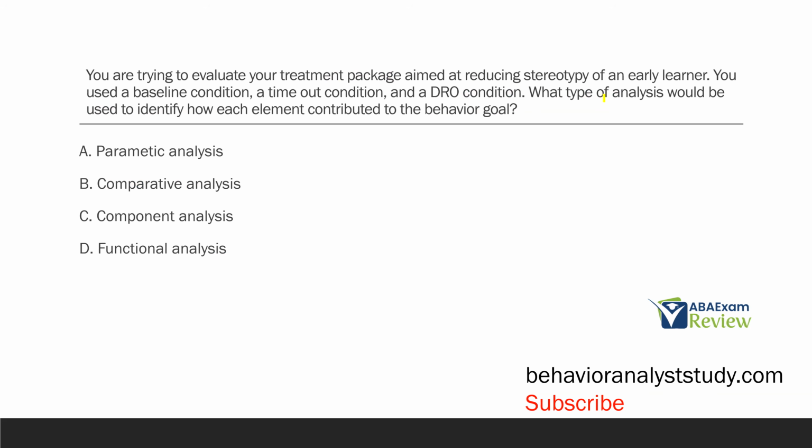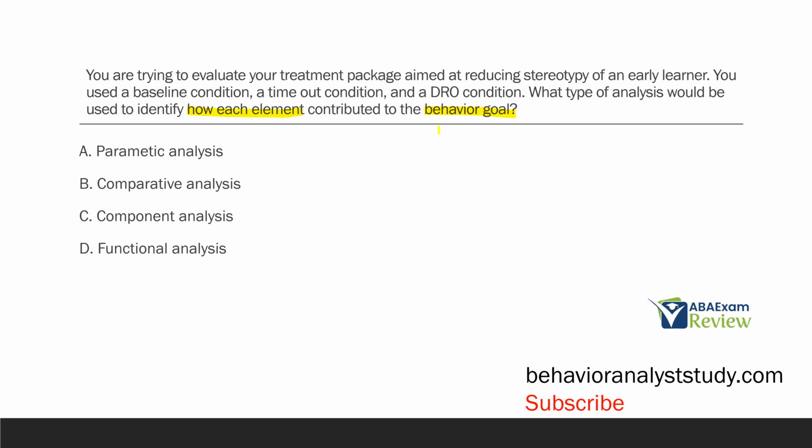You're trying to evaluate your treatment package aimed at reducing stereotypy of an early learner. You used a baseline condition, a timeout condition, and a DRO condition. What type of analysis would be used to identify how each element contributed to the behavior goal? So we have an analysis question, and when we think of analyses, we think of functional analyses, parametric, comparative, component. And so we have to identify which analyses are we using. And specifically, we want to know, how does each element contribute to the behavior goal?